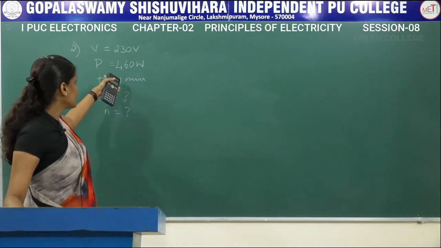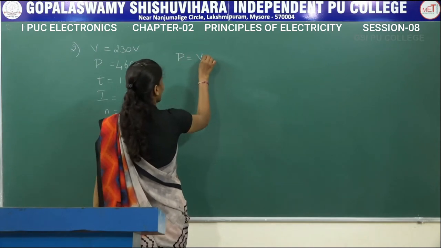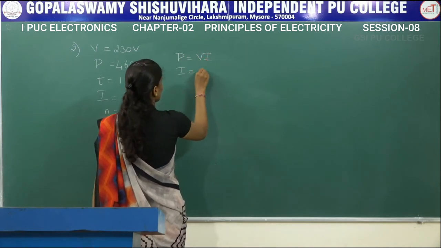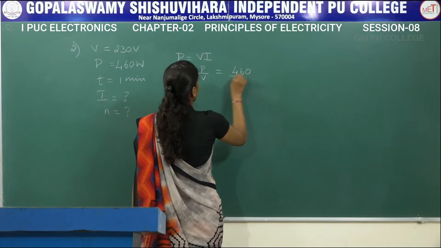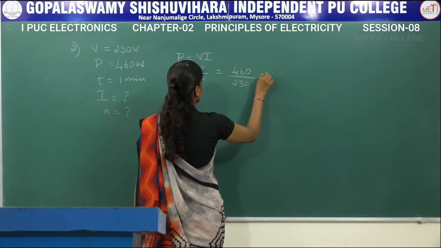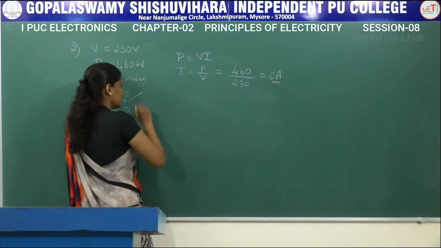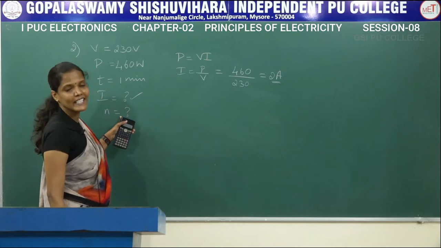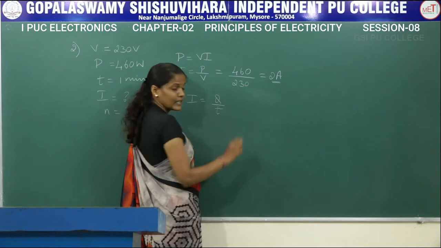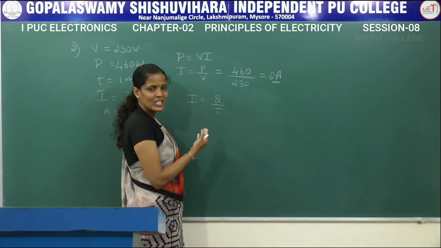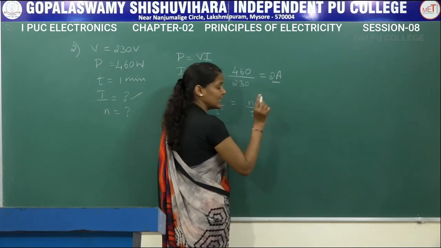So here power is known, V is known. You can easily find I using the same simple formula, P is equal to V into I, where I is equal to P divided by V. P is equal to 460 and V is equal to 230, which gives me 2 amps. Clear? Now we found out I. Now we have to find out n, that is the number of electrons. We have the formula I is equal to Q divided by T. But I don't know the value of Q, the charge, and n is not given. But that charge Q can be written as n into e divided by t.